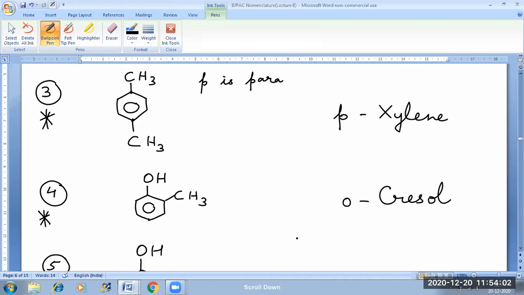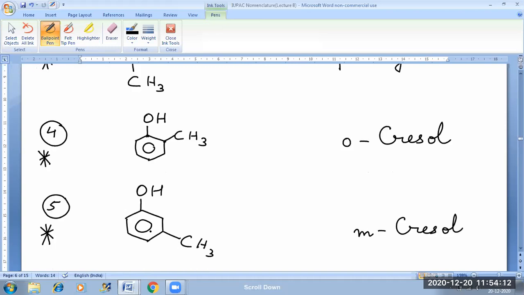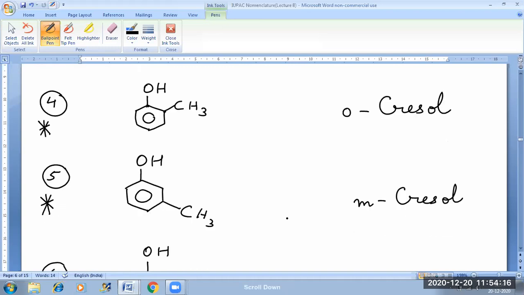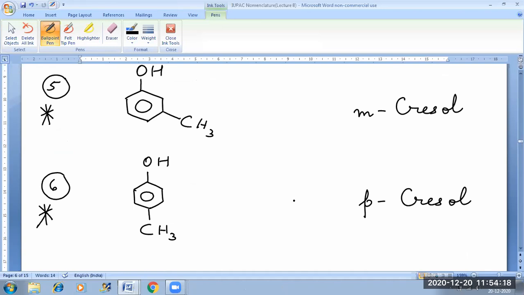Similarly, the fourth compound, if you see this, is orthocresol. Why orthocresol? Because these two carbon atoms are adjacent to each other and they have groups attached. This will be metacresol, the fifth one. Similarly, this will be paracresol, the sixth one. And so on.